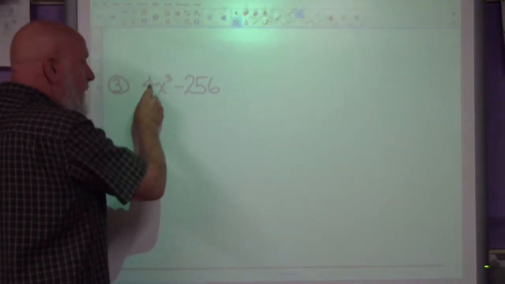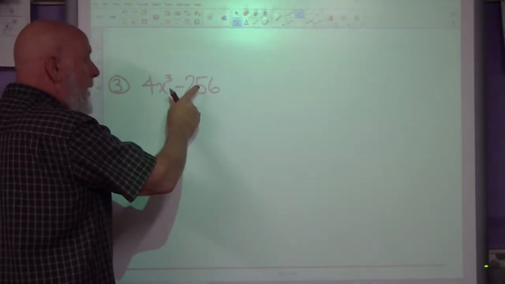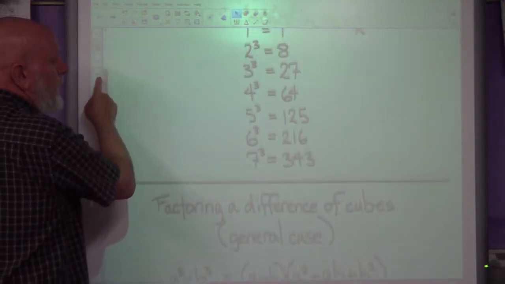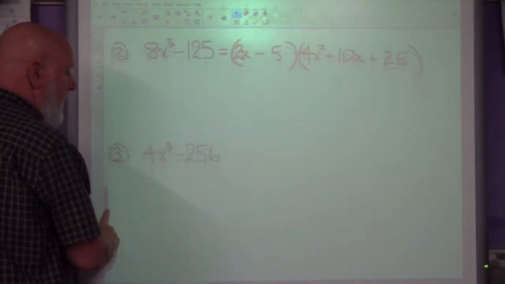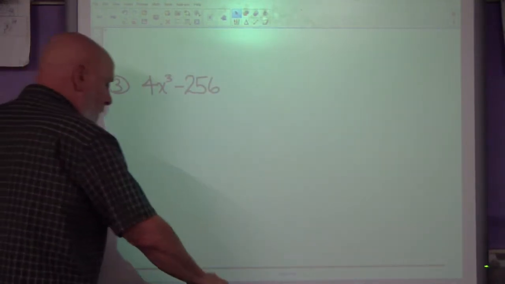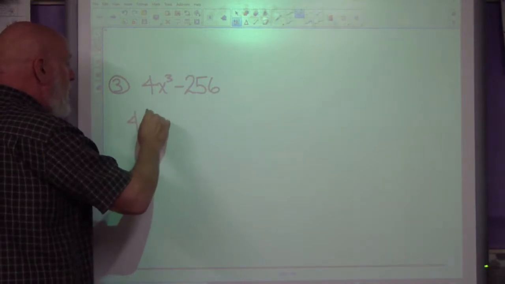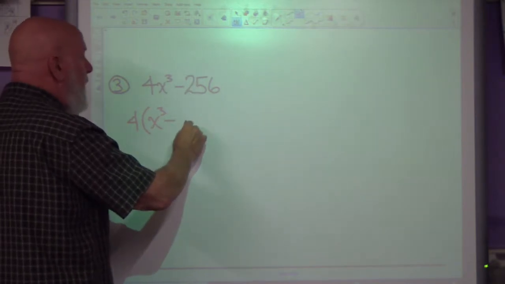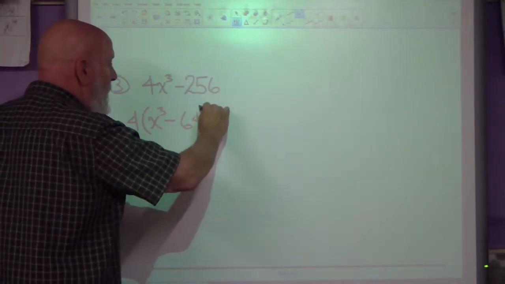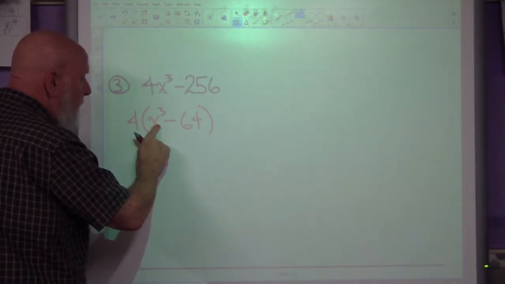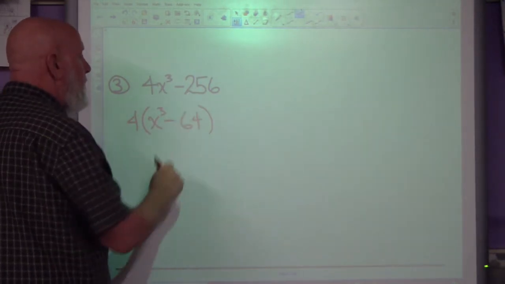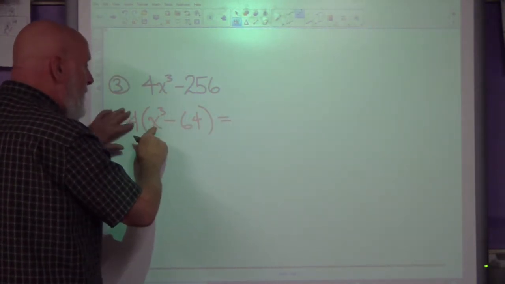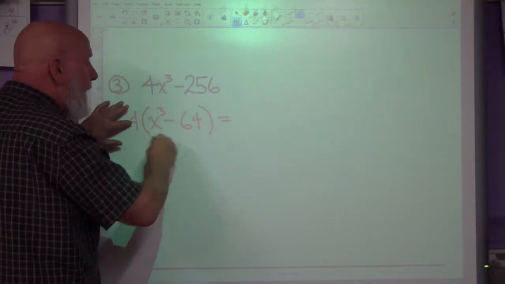I look at this and I say, hey, that's not a perfect cube. And neither is that. I gave you a list of common perfect cubes. And neither one of those are in there. So what I'm going to do is see if I can factor out a 4. And I can. This will yield x cubed minus, if I factor a 4 out of this, it gives me 64. So testing, 4 times x cubed is 4x cubed. 4 times 64 is 256. So now I'm going to factor this difference of perfect cubes and tag that 4 on the front of it.